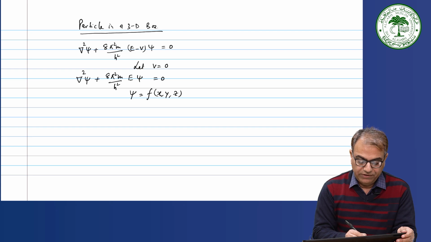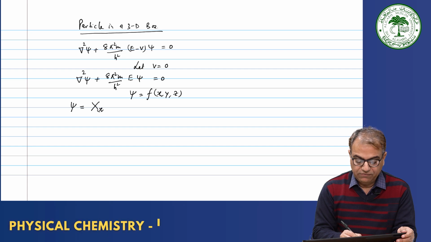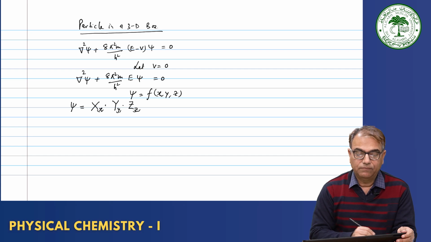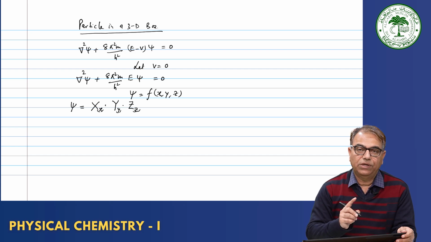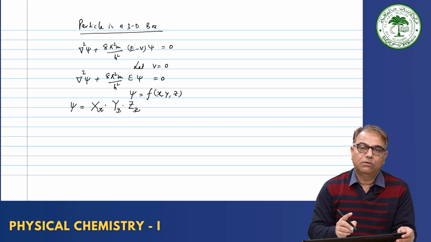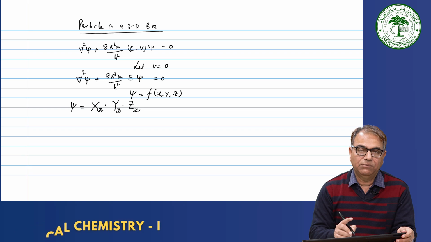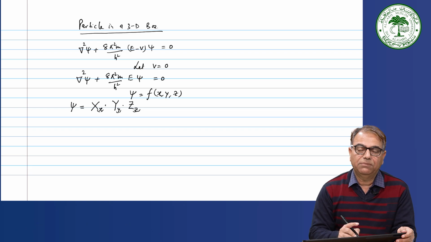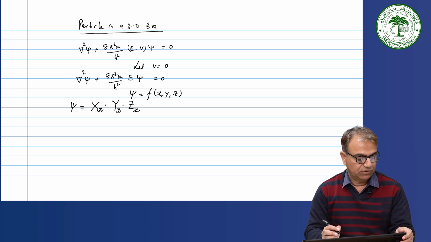So what we do, we split this psi into three functions: capital X depending on x only, capital Y depending on y only, and capital Z depending on z only. So if a wave function is dependent on more than one variable, split this function into component wave functions, each depending on only one variable, and the total wave function is the product of these component wave functions. So that's what we have done.